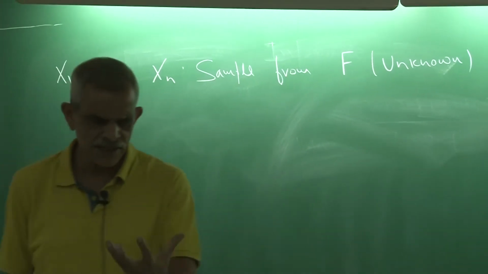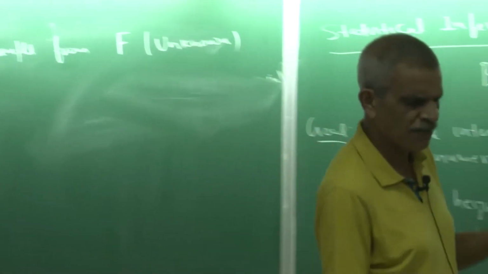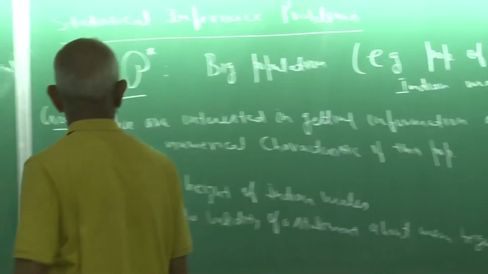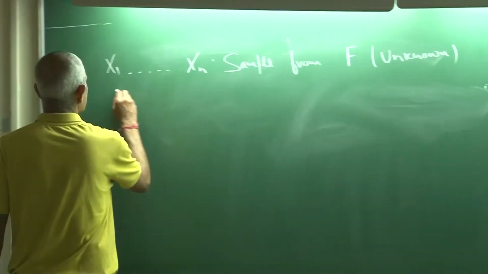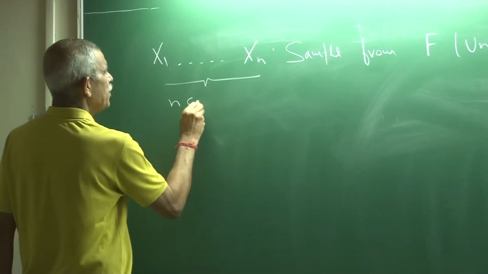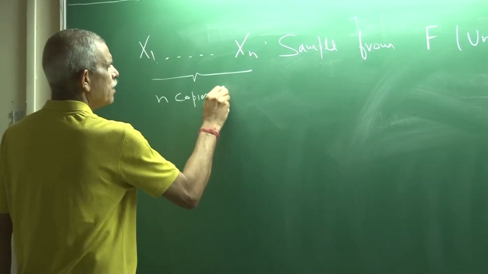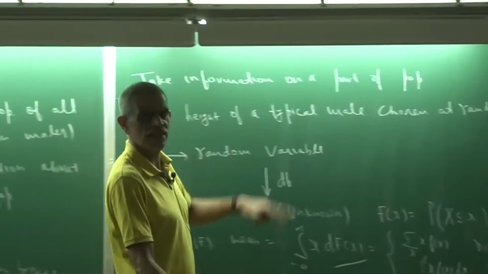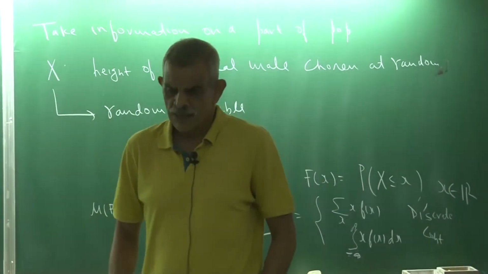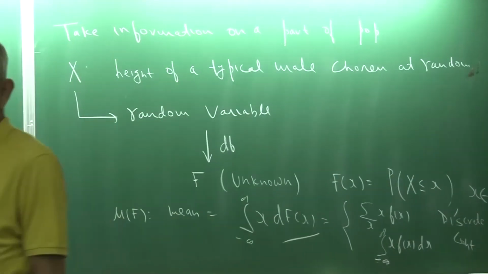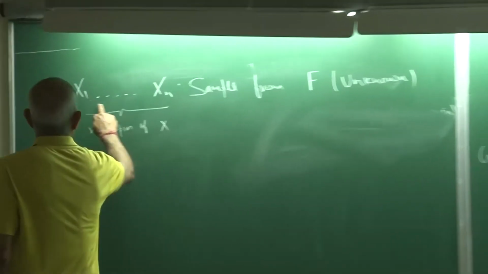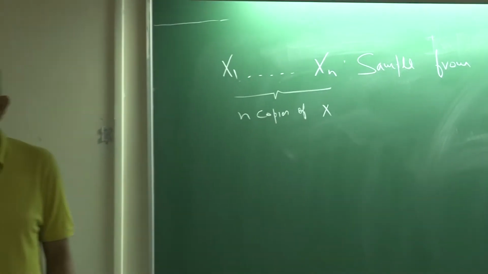And this distribution function contains all the information about the random behavior of x. So, basically these x1, x2, xn are nothing but, in a certain sense, n copies of x, which is a typical or generic random variable denoting the height of a typical individual in the population. So, I have a random sample.